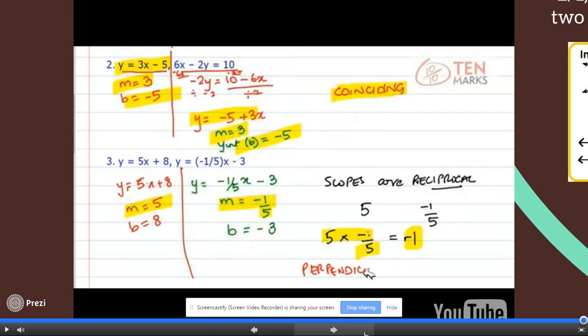For any two lines to be perpendicular, their slopes, when multiplied, have to result in -1. So if I multiply the two slopes, 5 and -1/5, the answer I get is -1. If the multiplication of both slopes is -1, then the lines are perpendicular.